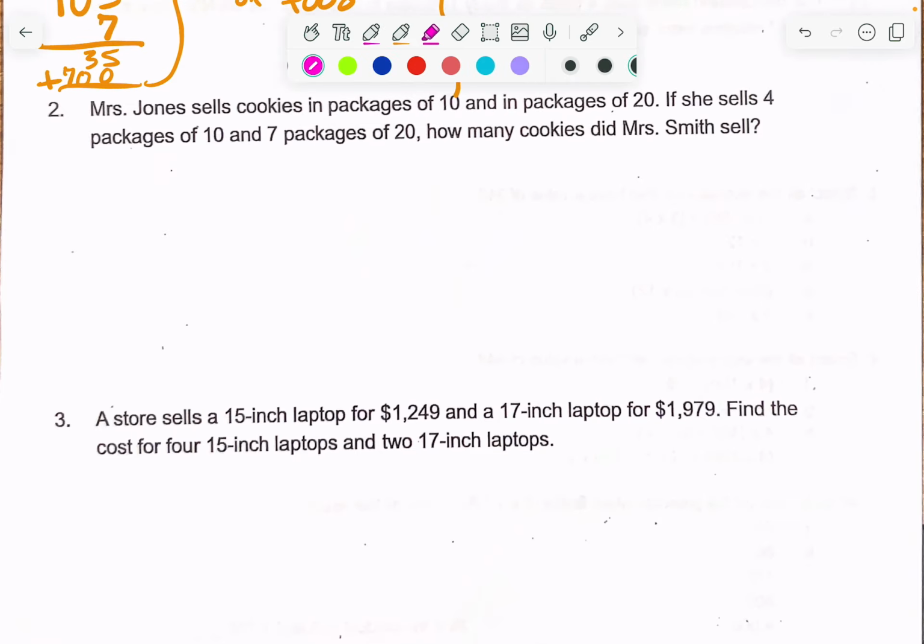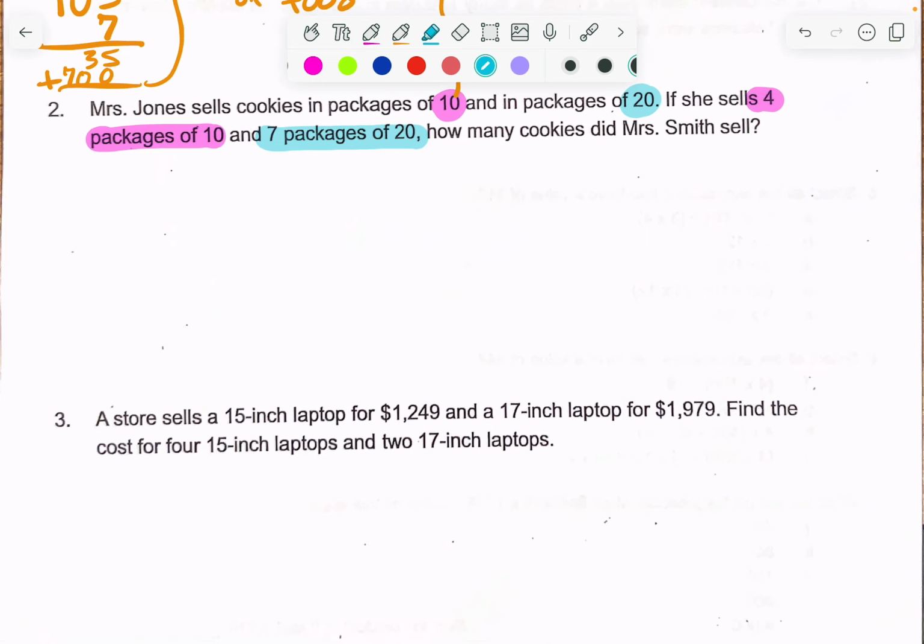Miss Jones sells cookies in packages of 10 and of 20. If she sells 4 packages of 10, so that's a really important key. I'm going to try to keep it the same color. 4 packages of 10, and then 7 packages of 20. How many cookies all together? How many cookies all together did she sell?